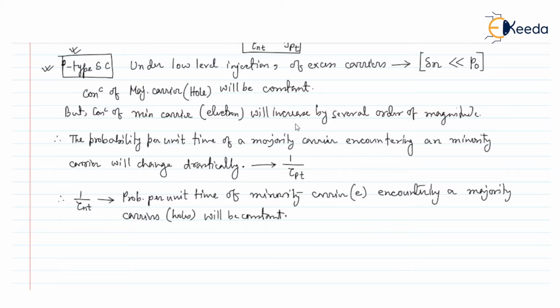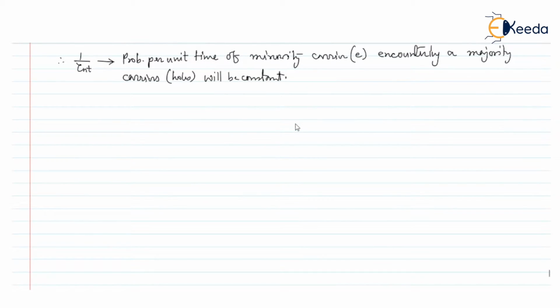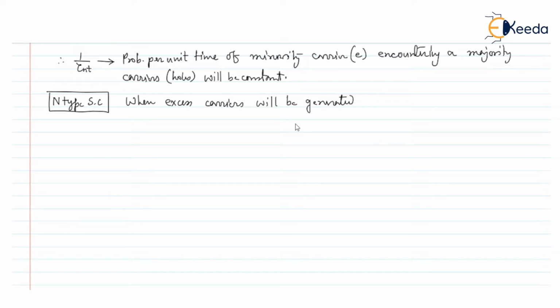Now, if we consider the n-type semiconductor, when the excess carriers are generated, we can see that the majority carrier, that is the electron lifetime, will change drastically.